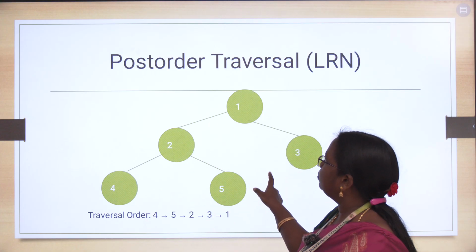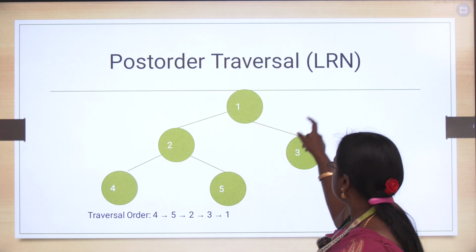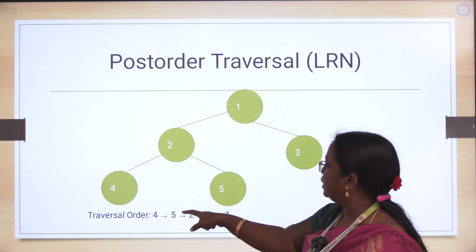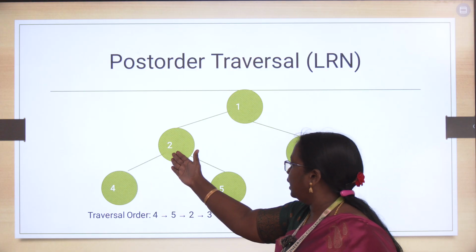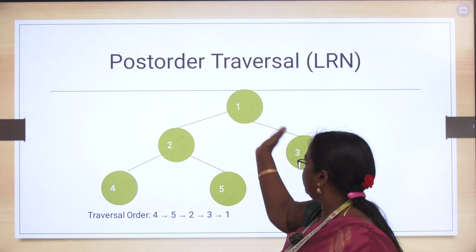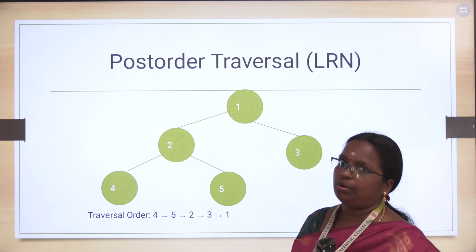The same one I have written for your post order. So post order, we have to write left, right and node. So we are having a left side value 4 and you have to write the right side 5. Next, this is a root 2, then 3 on the right side. Then next you have to go for your 1.